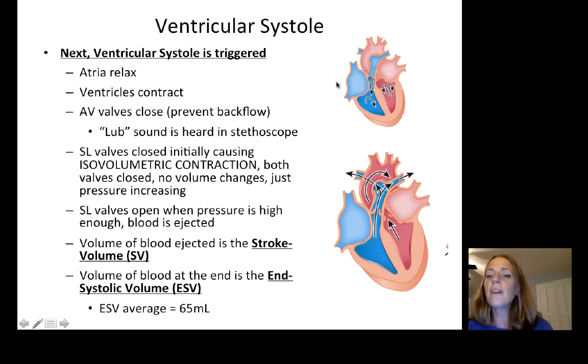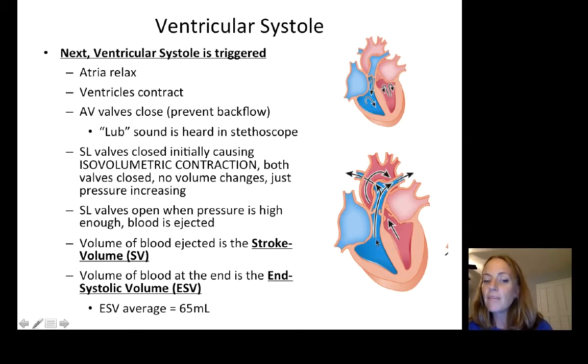The semilunar valves are initially closed, and with more pressure, they will open. But they open after the AV valves close. So the semilunar valves are going to open when the pressure is high enough to overcome that, and then blood will start to leave. Blood will be ejected out of the pulmonary trunk and out of the aorta to go either to the lungs or to the body. So ventricles are contracting and pumping blood.